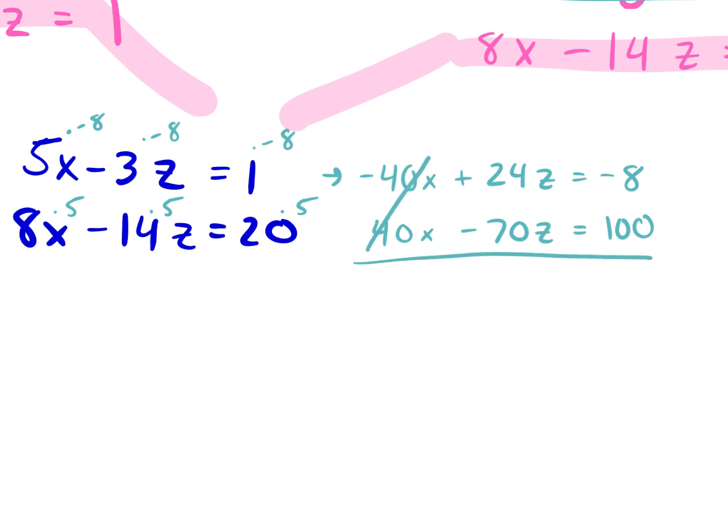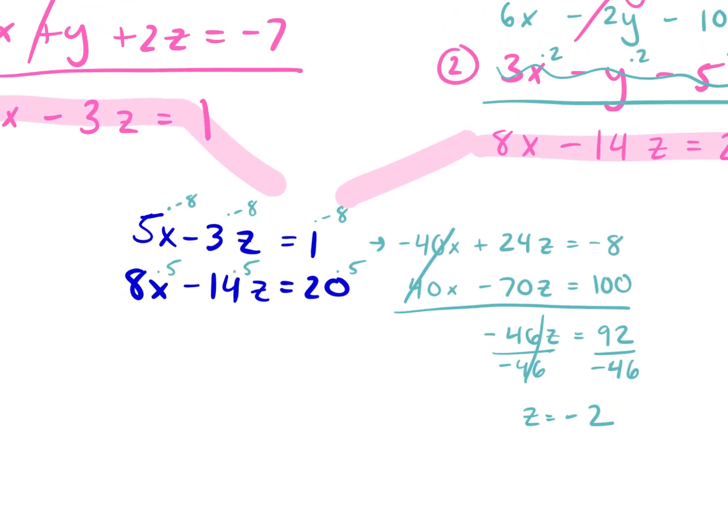24z minus 70z would be negative what? 46z is equal to 92. Divide both sides by negative 46. So z is equal to what? Negative 2. So z equals negative 2.